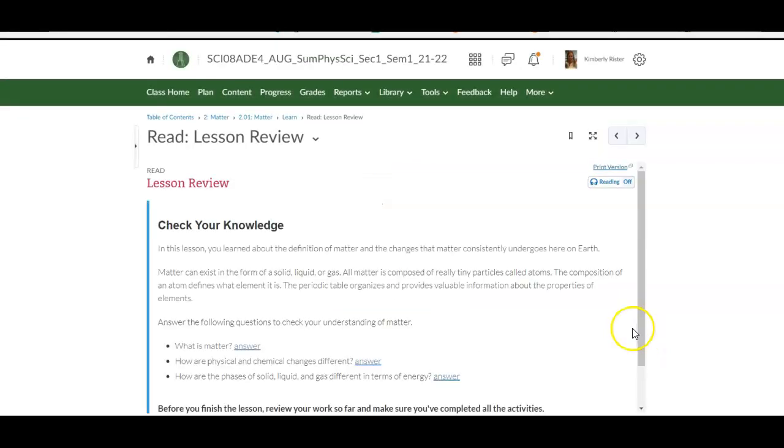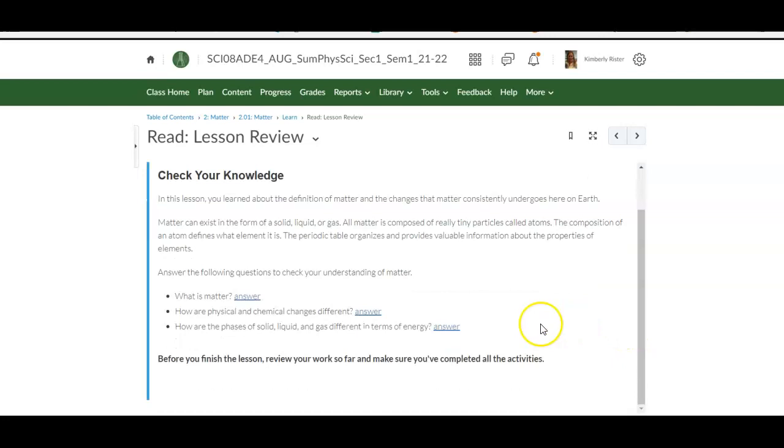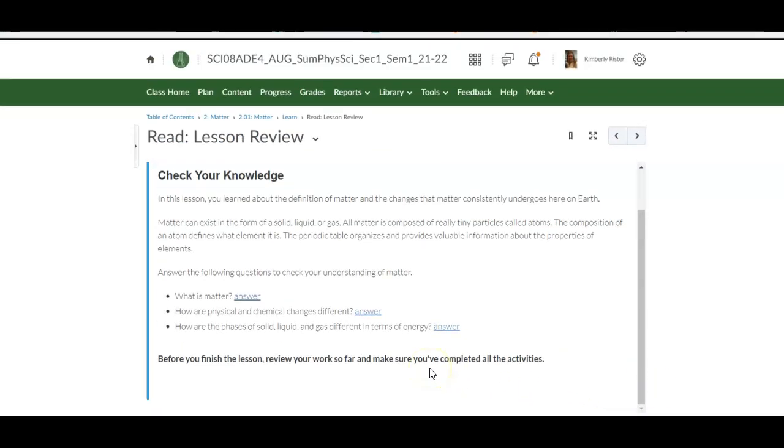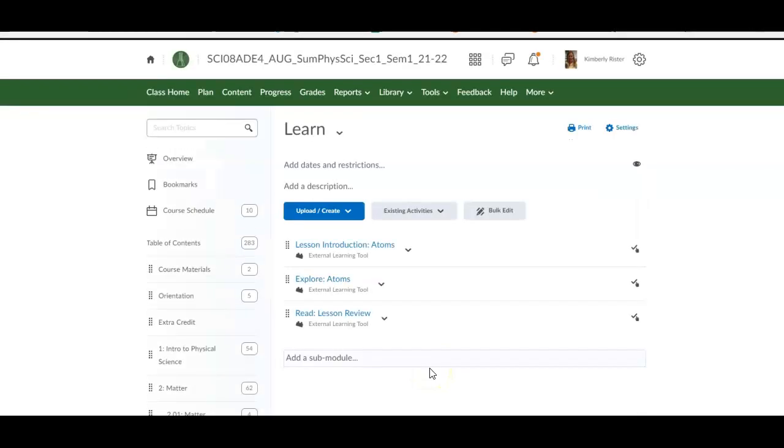All right, so we've gone through the entire lesson. You can take a look at the lesson review here. It goes over what is matter. Physical and chemical change is different. So that can even answer some of the questions that you may have missed. And then how are the phases of solid, liquid, and gas different in terms of energy? So you can do that. And then you are finished with 2.01. So we've answered all the questions and given you some really great notes.